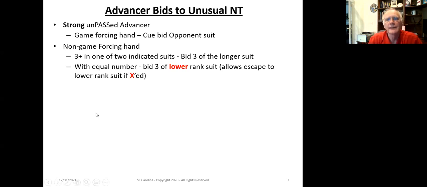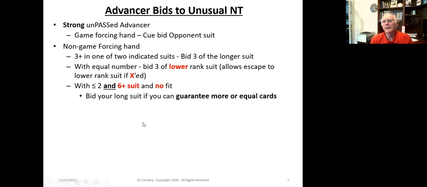Really hard to get everything perfect in these things. Okay, with less than or equal to two cards in partner's suits, a 6+ card suit and no fit, bid your long suit if you can guarantee, looking at just your hand, that you have more than or equal to the number of cards between your hand and what's been indicated by your partner.